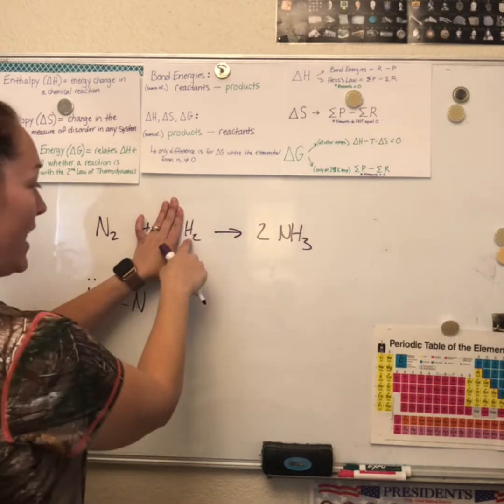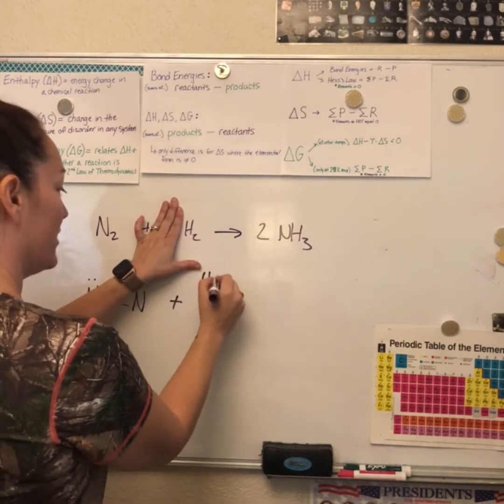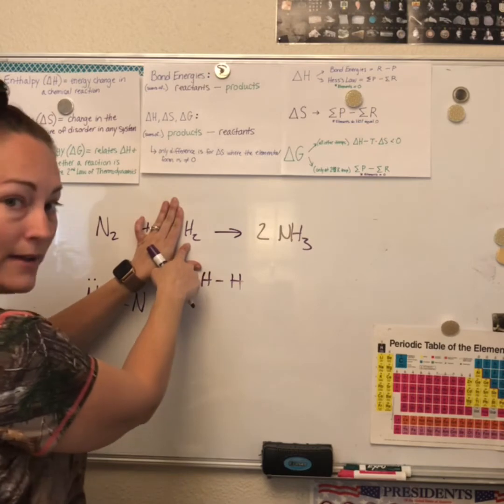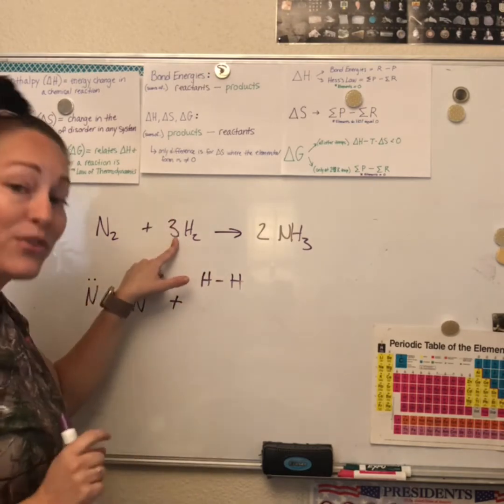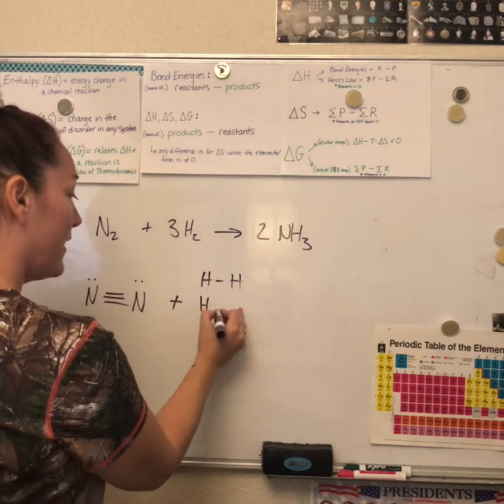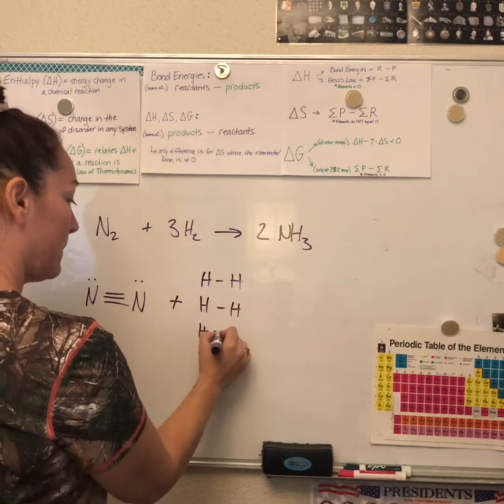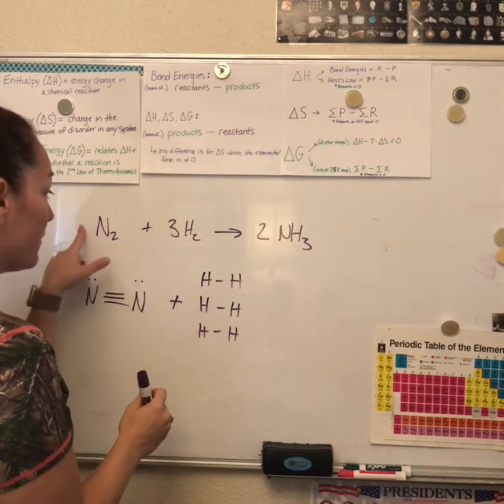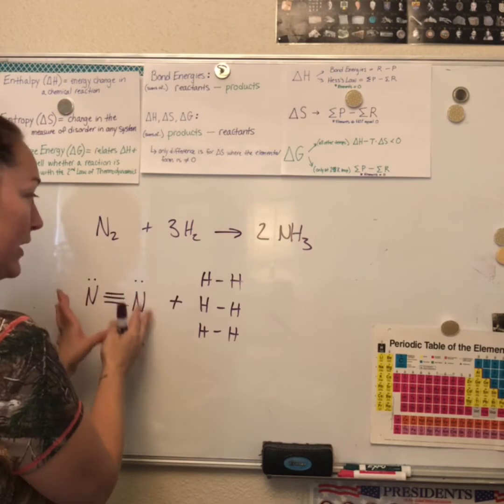I know I have a hydrogen. So I have a hydrogen to hydrogen bond. Okay, that's the H2. But I've got 3 of them. So I'm going to do that 3 times. Okay, so really the number out front tells you how many times to draw that picture itself.